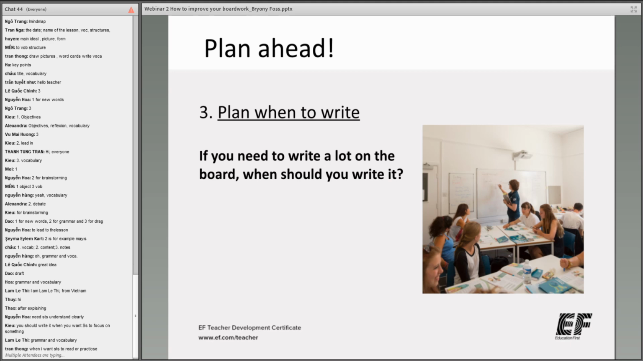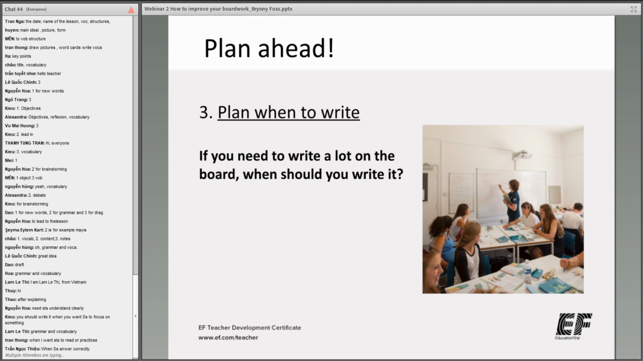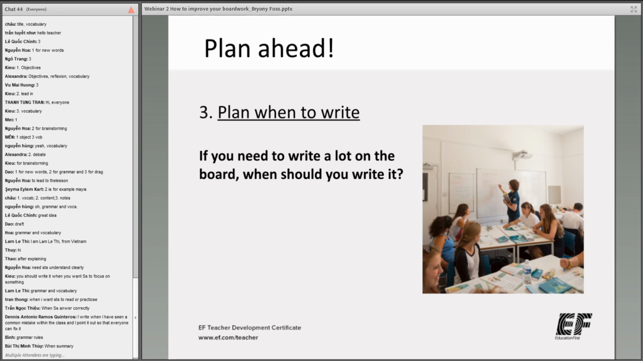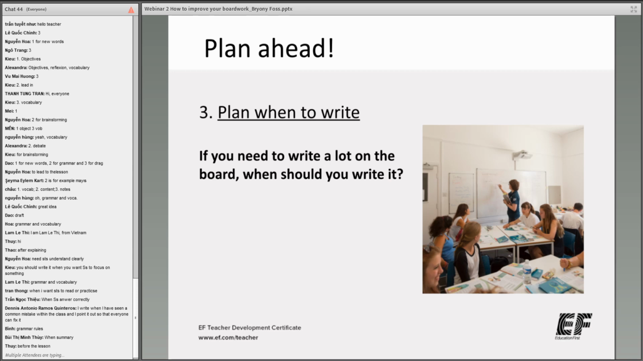Good, some examples so far. All right, so these are ideas of why you want to write things. But imagine I want to write a text or I want to write 6 questions on the board. When should I write those questions? So I want to write 6 questions on the board. When should I write those questions?